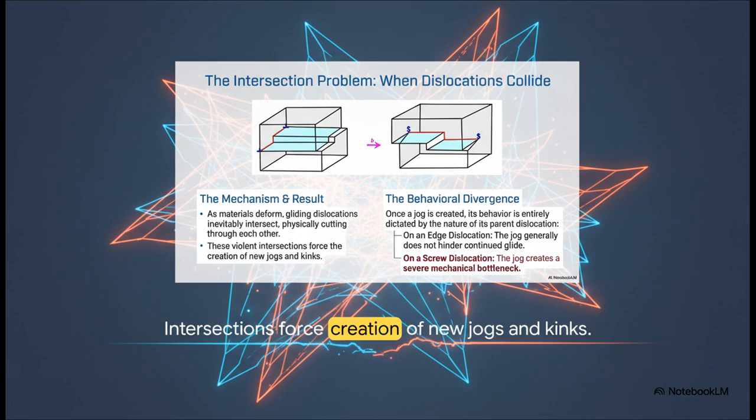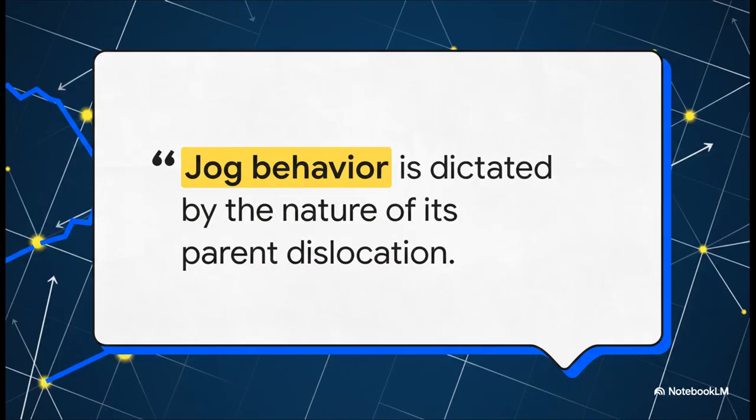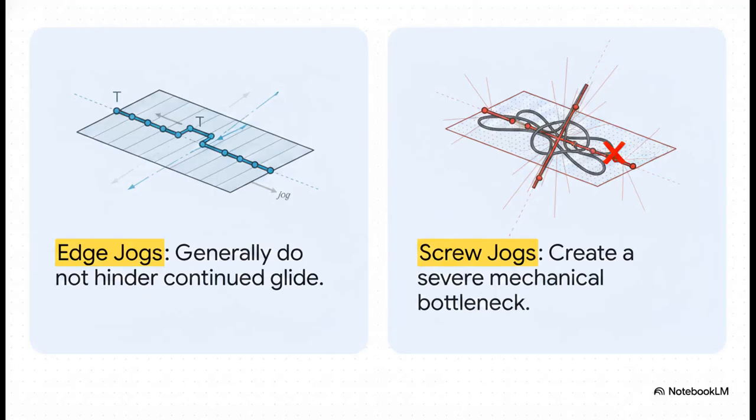And these violent microscopic intersections forcefully create brand new jogs and kinks right at the exact point of collision. Now, the sudden creation of these defects triggers a critical behavioral divergence. And there's a golden rule you need to remember here. Once a jog is created, its behavior is entirely dictated by the nature of its parent dislocation. Let's look at that divergence in action.